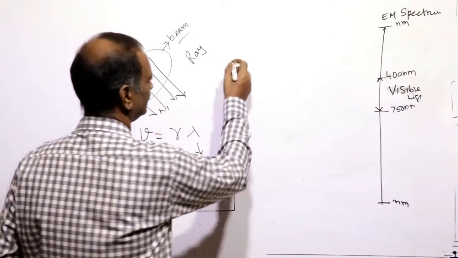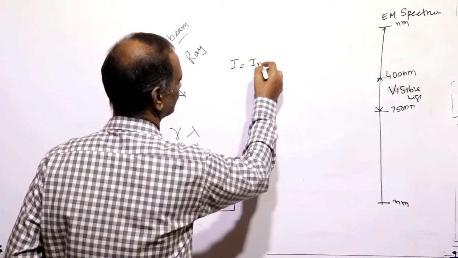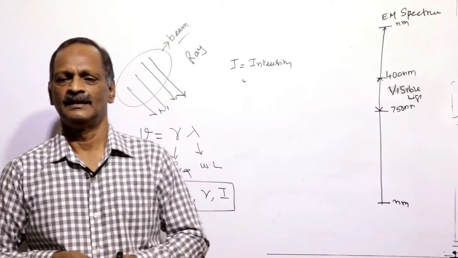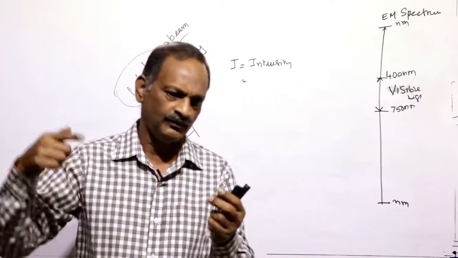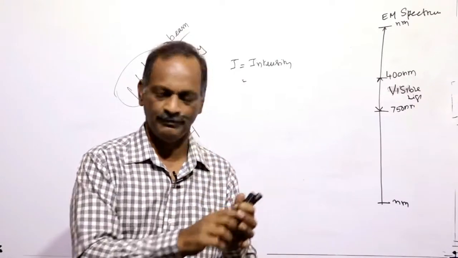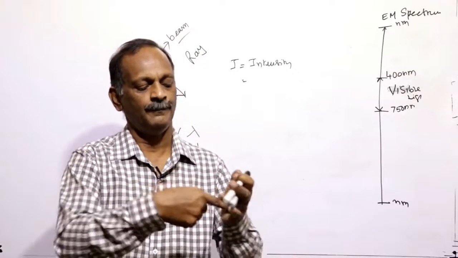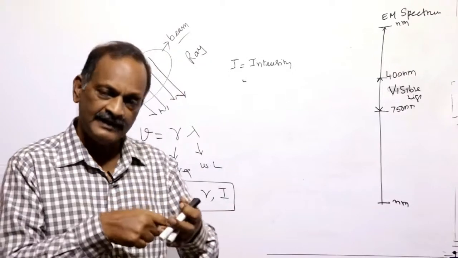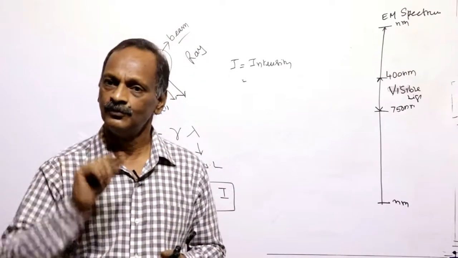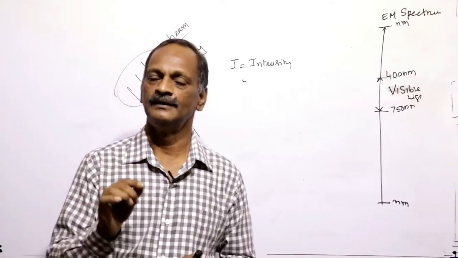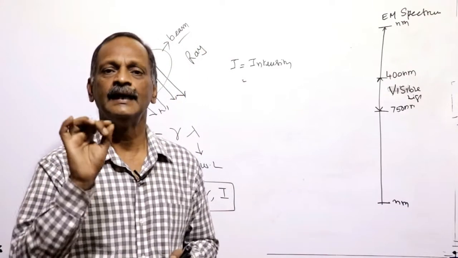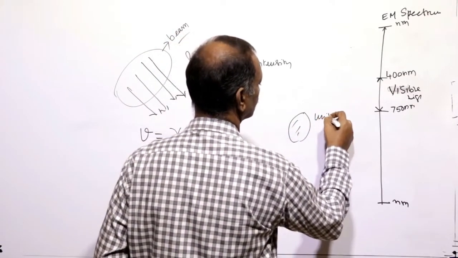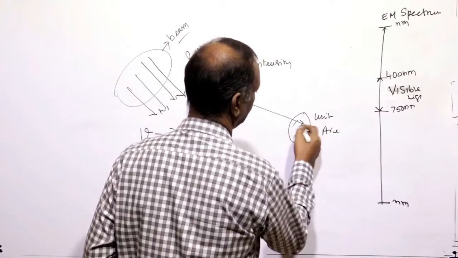What do you mean by intensity? The light energy. When light is propagating and falls on some medium, light energy is incident. The energy is also moving along with the light in the form of photons. Light possesses energy in the form of photons. So this is the unit area, and light is incident on this.